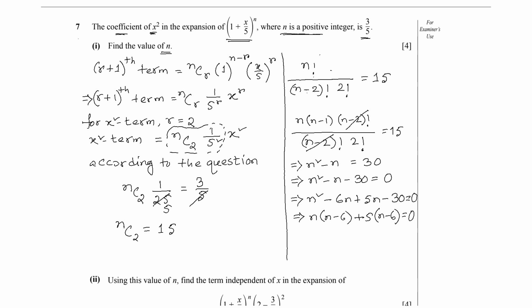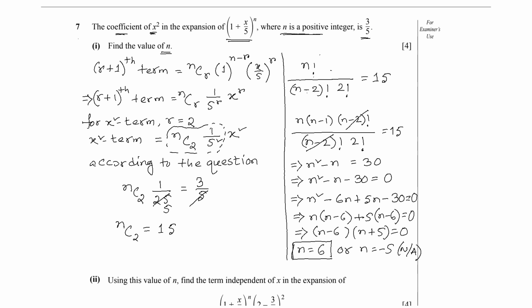Now we have n minus 6 as the common factor. Let's take it out, so we can write (n minus 6)(n plus 5) equals 0, which finally leaves us with n equals 6 or n equals minus 5. But as it is stated that n is a positive integer, minus 5 is not acceptable, so the answer is n equals 6.